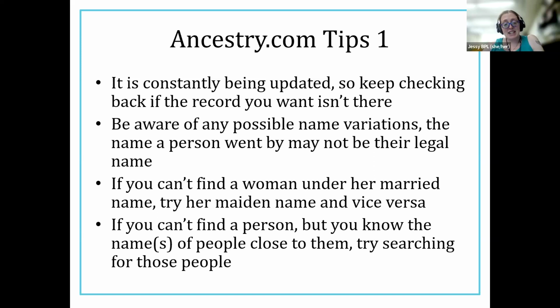So if you just can't find someone, no matter which version of the name you try, try searching for someone who was close to them. So anyone that they might have been living with or associated with, a spouse, a sibling, a parent, a child. You can try looking for those folks.